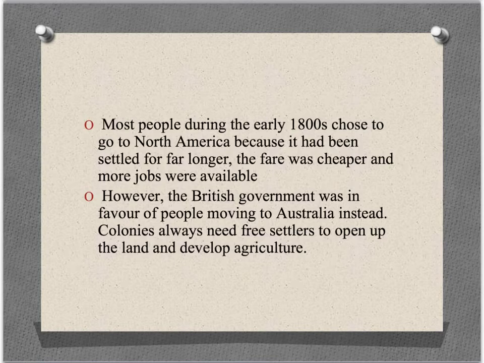However, because America wasn't a British colony anymore, Britain couldn't take advantage of that, and so they wanted to encourage people to move to their colony in Australia. So colonies were always in need of free settlers to open the land and develop agriculture. So the British government developed schemes that would allow people to move more easily to the Australian colony.